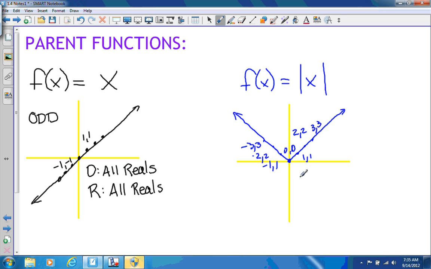In this case, again, the domain is going to be all reals. But the range is slightly different in that it's going to be all greater than or equal to 0. And this function, because you have 1, 1 and negative 1, 1, and they're on opposite sides of the y-axis, would be considered an even function.